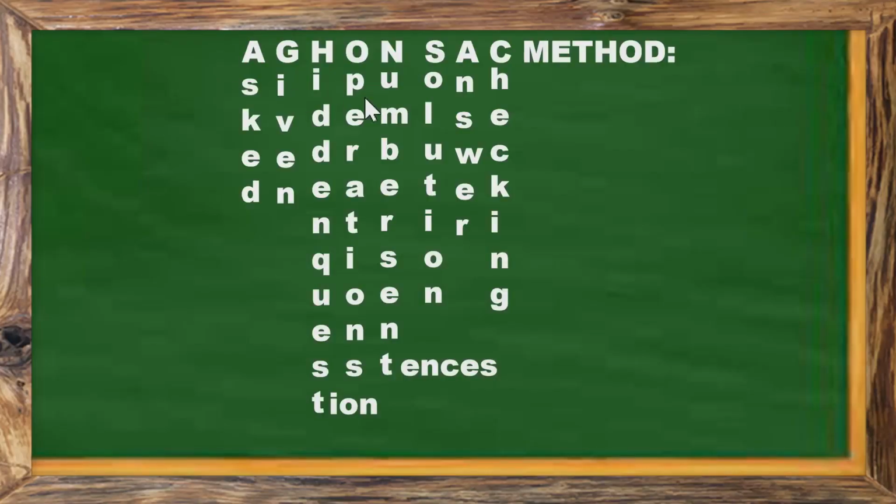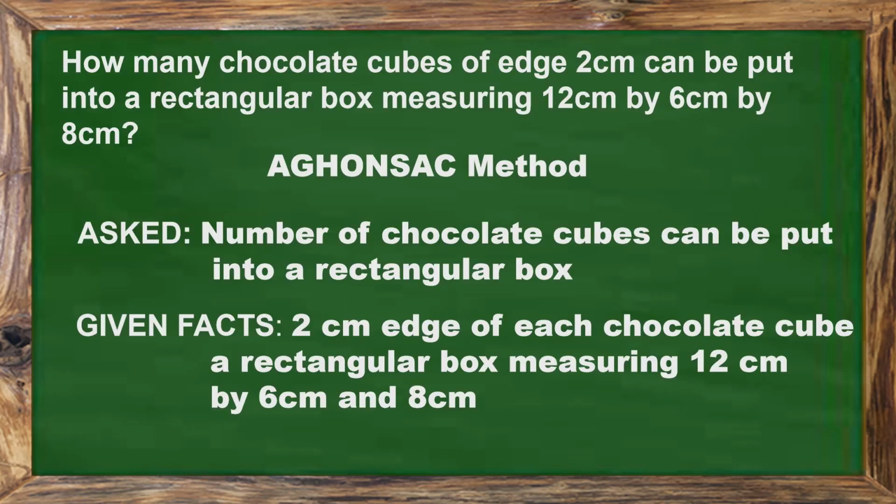Okay, let me explain the AGONSAC method. And this stands for A, asked, G, given, H, hidden question, O, operations, N, number sentences, S, solutions, A, answer, C, checking. Okay, balikan po natin yung problem kanina about Carmela and making chocolates. So, how many chocolate cubes of edge 2 centimeters can be put into a rectangular box measuring 12 centimeters by 6 centimeters by 8 centimeters? So, using AGONSAC method, we are going to solve the problem.